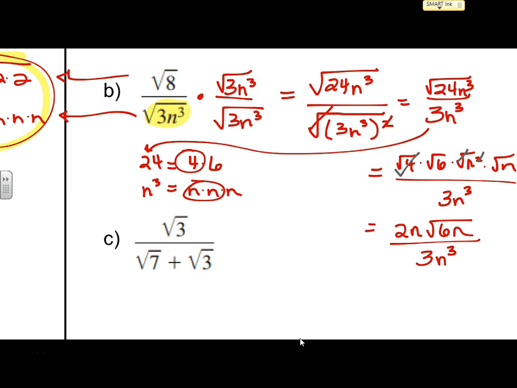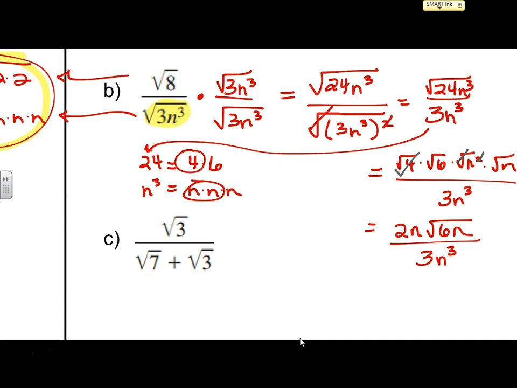Wait, what happened? I split up 24 using 4 and 6. I split up n cubed. And I saw that there's a perfect square here. This is 2 squared, so 2 is remaining. N squared, n is remaining. Square root of 6, if I break that down, that's 2 times 3. I got nothing, not a perfect square root. So I'm going to leave it this way to keep it precise. And then square root of n, same thing. It's not n squared. It remains.